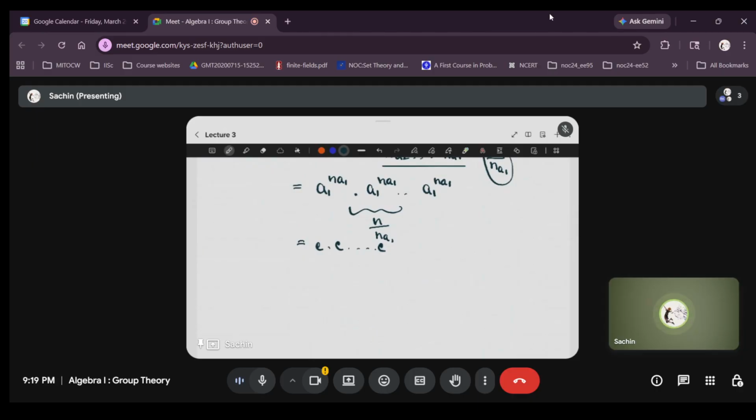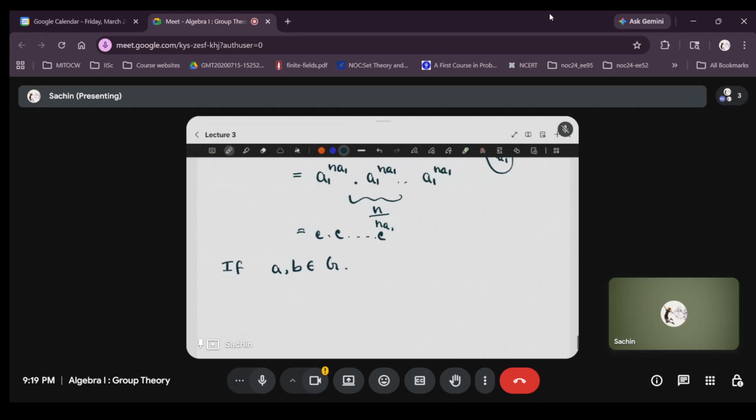What I'm saying is, if G is a group which has, let's say, two elements, then let it be a finite group.